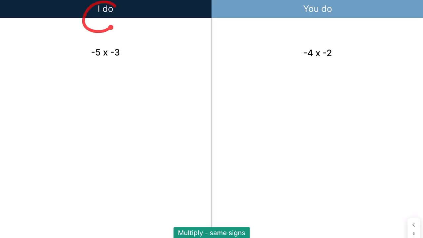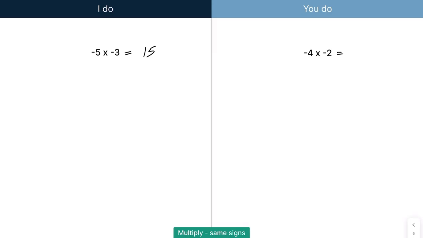The way my videos work, I'm going to do the example on the left, which is I do. You are then going to press pause and have a go at the example on the right, which is you do. So remember, the signs are the same. So here we have 2 negative numbers. The answer just becomes a positive. So that answer here is 15. Okay, when you have 2 negative signs, the answer becomes a positive.